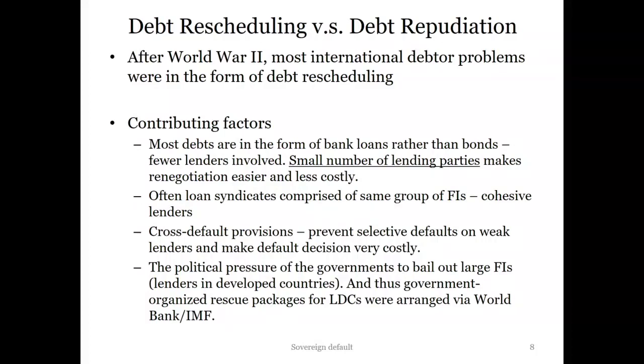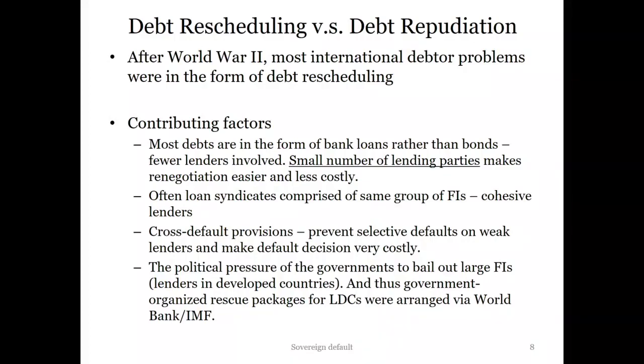So in this case, when it comes to sovereign default, if the country has a lot of bondholders, hundreds of bondholders, you can imagine negotiating with them is going to be really costly. You need to talk to hundreds of different people, and they all have their own opinions. It's hard to come up with one agreement. But when it comes to only a few bank loans from multinational banks, the process can be a lot faster and cheaper. So that's one of the contributing factors for having more debt rescheduling, not repudiation.